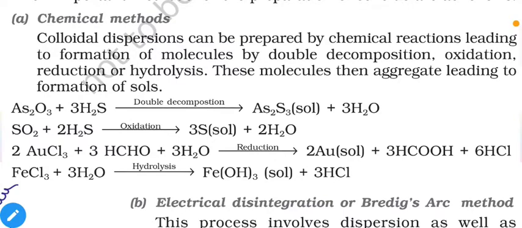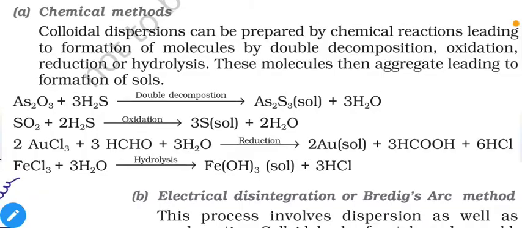Colloidal dispersions can be prepared by chemical reactions leading to the formation of molecules by double decomposition, oxidation, reduction or hydrolysis. These are the names of some separate reactions. These molecules then aggregate leading to the formation of sols, that means colloidal solution. So some reactions are mentioned here, so let us discuss them step by step.